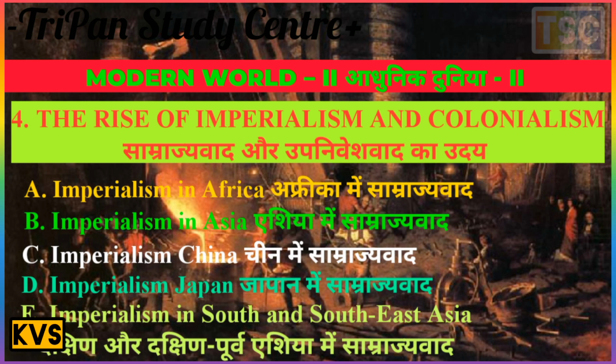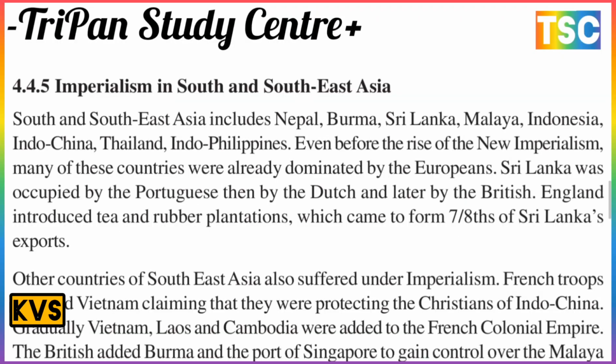The next is imperialism in South and Southeast Asia. That is important. South and Southeast Asia include Nepal, Burma, Sri Lanka, Malaysia, Indonesia, Indochina, Thailand, and the Philippines. These are the most important countries included here.